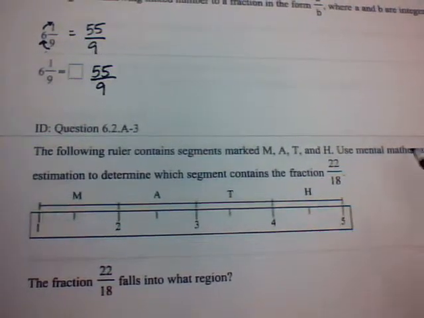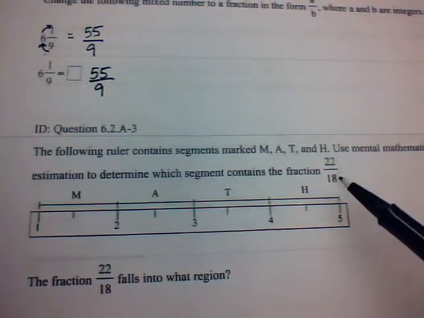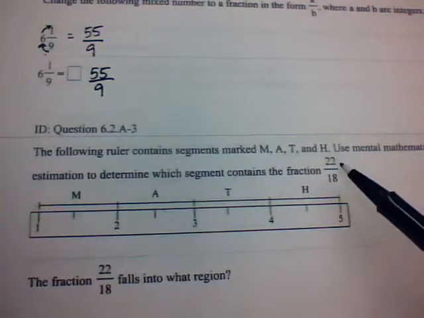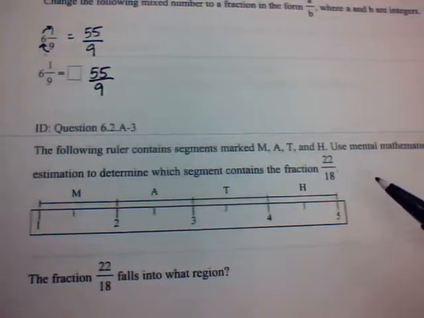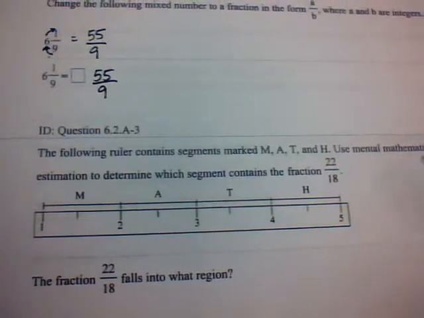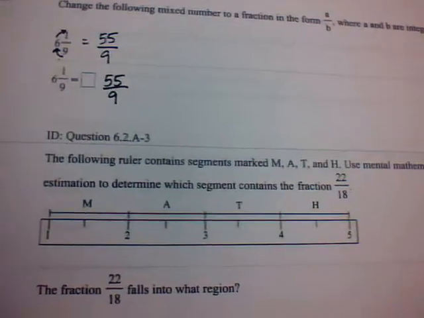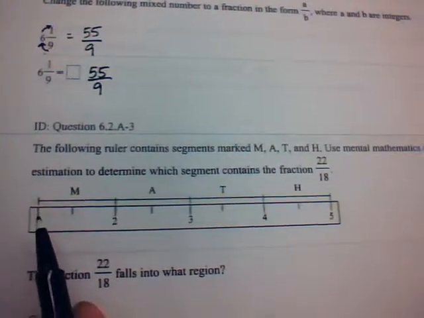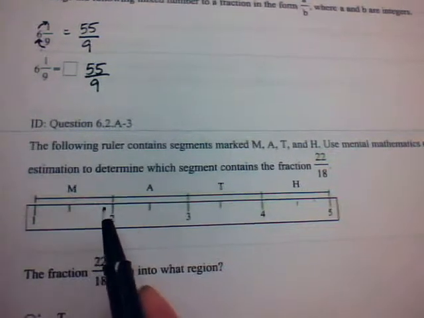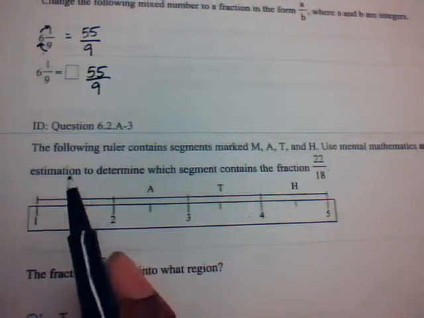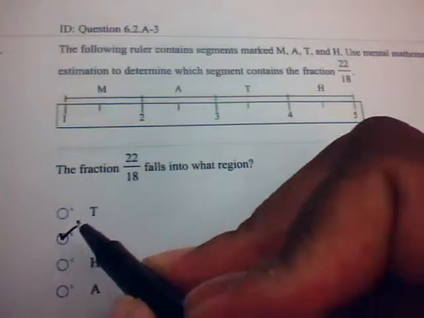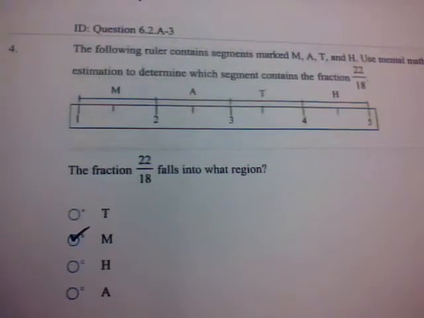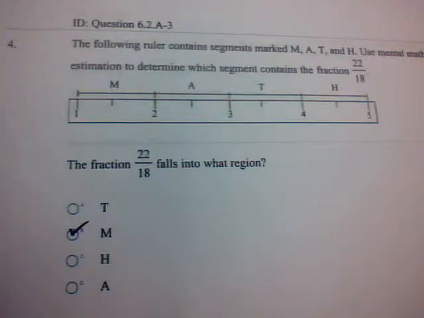Okay, using a little estimation here, I know 22 is a little bit more than 18. So if you divide 18 into 22, I know it's going to go 1 time. So I know the fraction is going to be 1 whole with something left over, probably 1 and 4/18. And I know 1 and 4/18 has to be between 1 and 2, which is in this area right here, which is going to be M. So here, the fraction 22/18 falls in the region M, because 22/18 is a little bit more than 1.